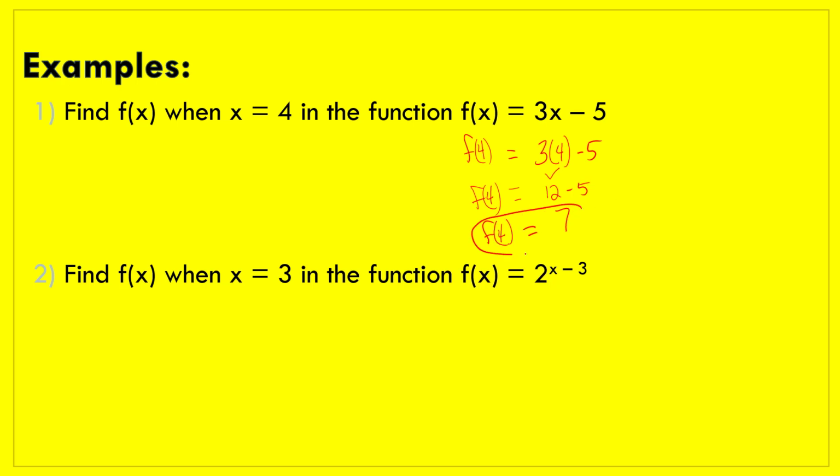So f of 4 is equal to 7. Find f of x when x is equal to 3 in the function f of x equals 2 to the x minus 3. So we're given an x value of 3, so we want f of 3 is equal to 2 raised to the 3 minus 3, which simplifies to 2 to the 0th power, and anything to the 0th power we should recall is 1. So f of 3 is equal to 1.